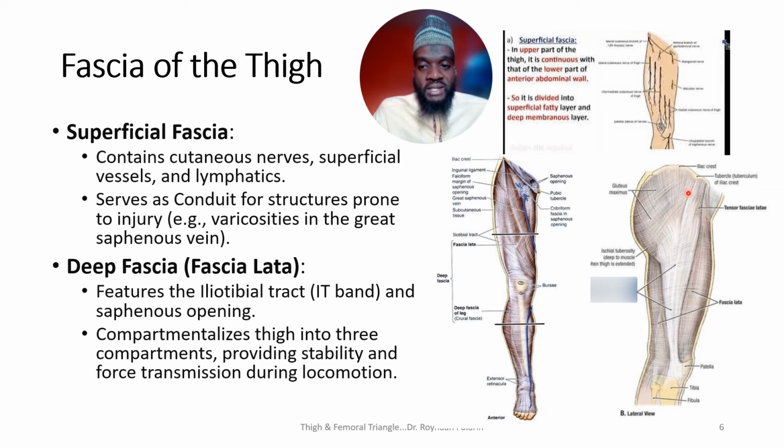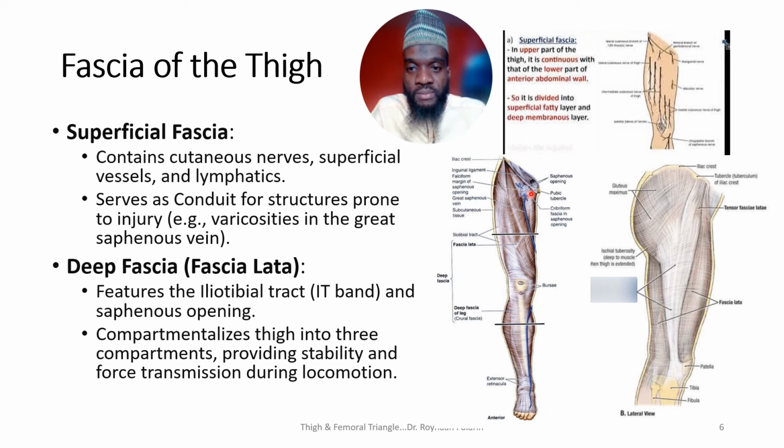Remember, like the name suggests, it extends from the anterior portion of the iliac crest down to what? Down to the tibia, right, down to the lateral lip of the tibia. So that band is important in maintaining the stability of the knee. And additionally, the saphenous opening is a key feature of this fascia lata, and it allows for the passage of structures like the great saphenous vein through this region.